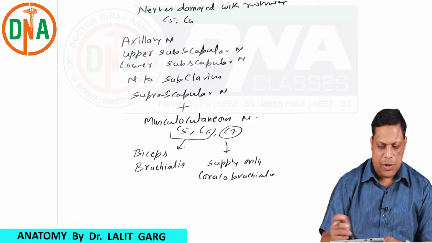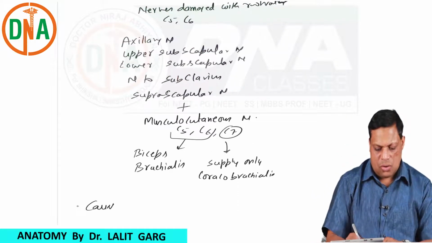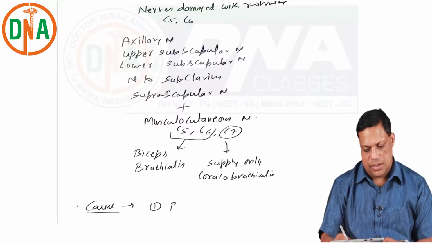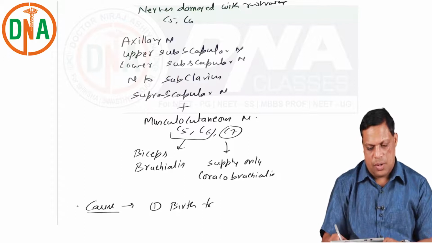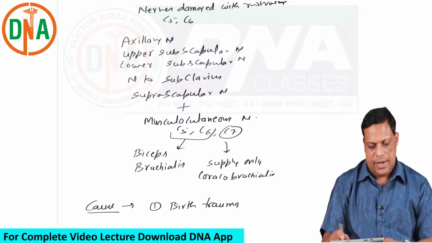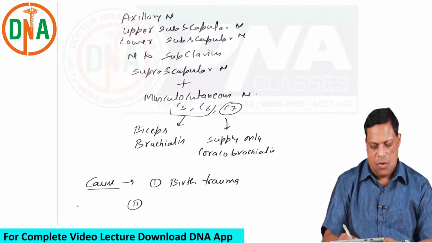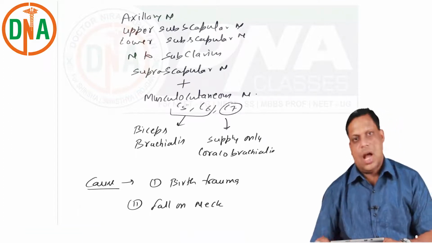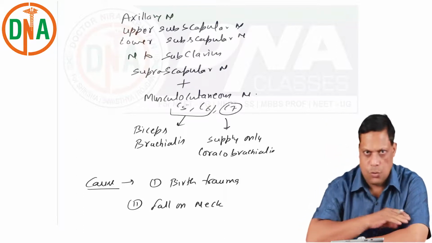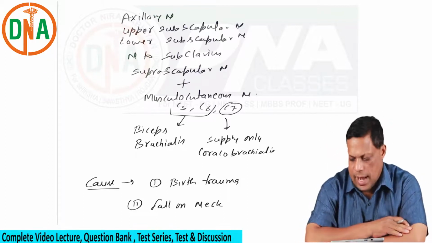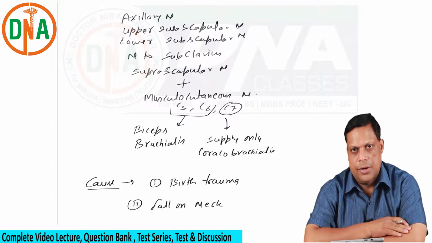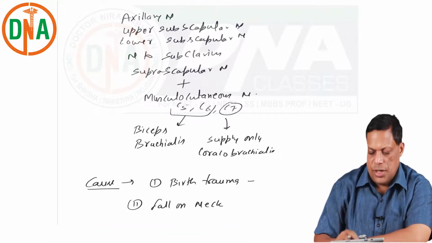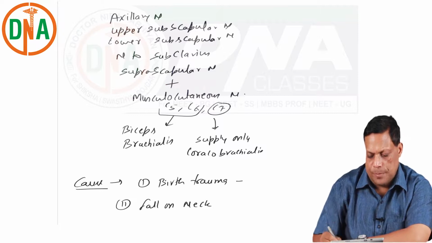The next point here, what is the cause of Erb's palsy? Number 1, birth injury or birth trauma, and the second is the fall on neck. The undue separation of the neck from shoulder causes Erb's palsy, and it happens either during delivery as birth trauma, in which condition, like shoulder dystocia.